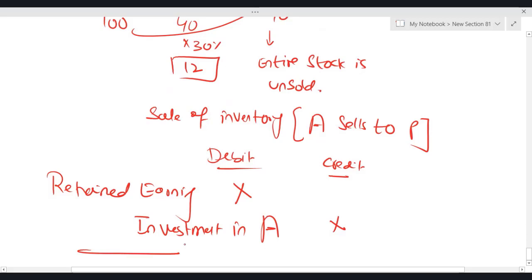Again, let's say everything is same. Now associate has sold stock having a carrying amount of 100 million to parent for 140, assuming entire stock is unsold. Again, you will take 40 multiplied by parent's holding, retained earnings will be debit, investment in associate will be credit. Is this clear? This is the simple approach. In the simple approach, with the unrealized profit, you will always debit the retained earnings and always credit investment in associate, no matter who is the seller.